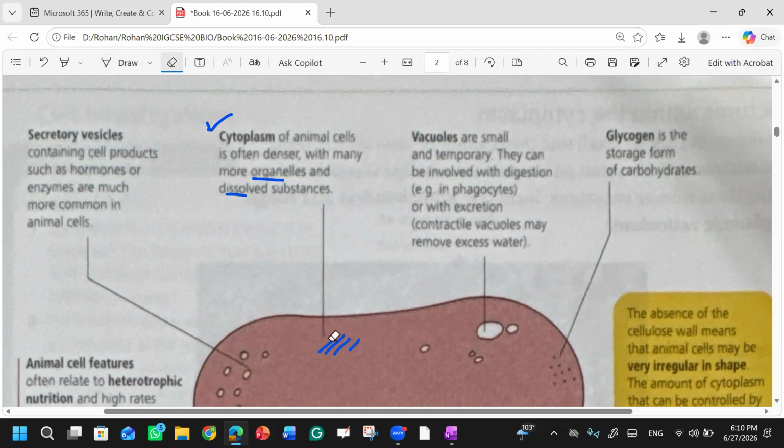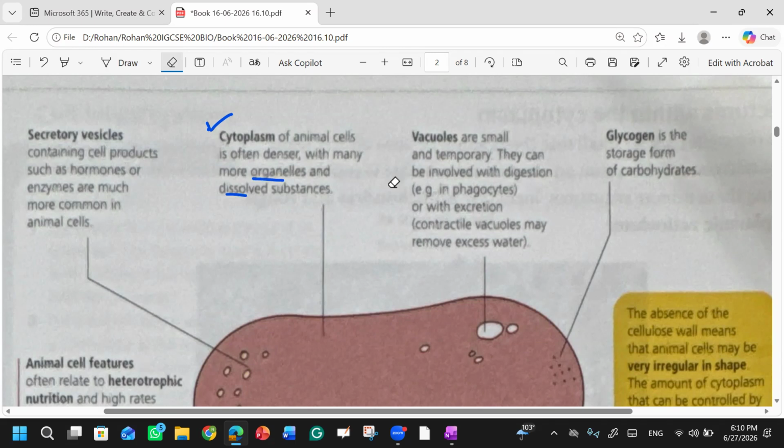If we have just water in a glass, that water will be liquid. It also lacks a large central vacuole. Vacuole is not there in the animal cell. Yeah, there are small vacuoles. That's why we can say there are small vacuoles.